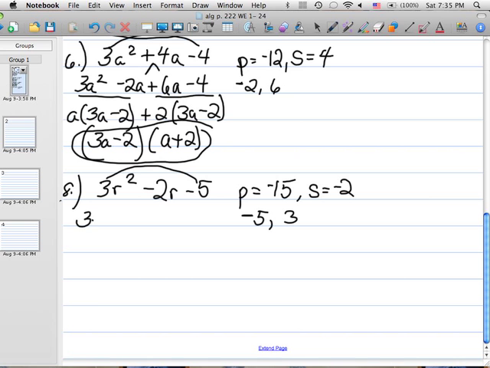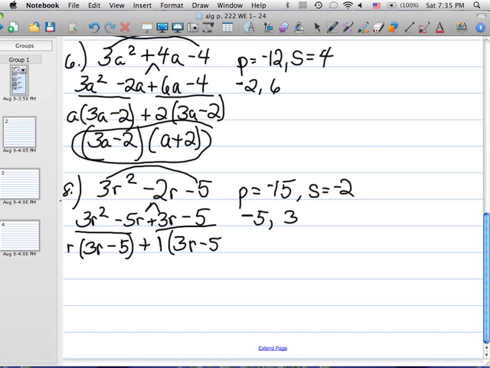So splitting the middle, break negative 2r into negative 5r plus 3r minus 5. Grouping the first two, we can take out an r, and we have 3r minus 5. Checking the signs, positive, negative, take out a positive. I have to take out something, so I take out a 1. So 3r minus 5. The two factors are 3r minus 5 and r plus 1.